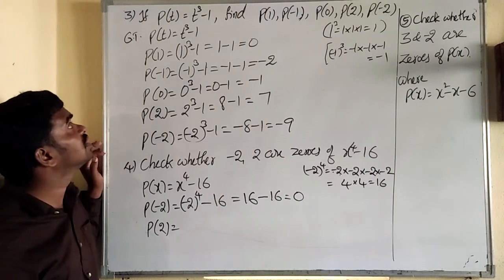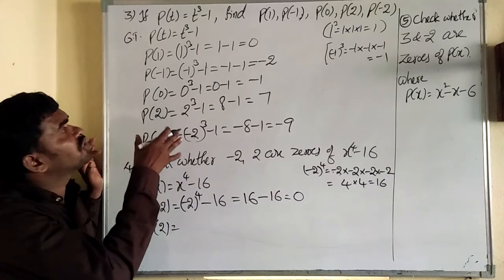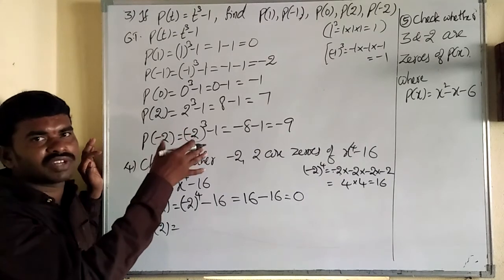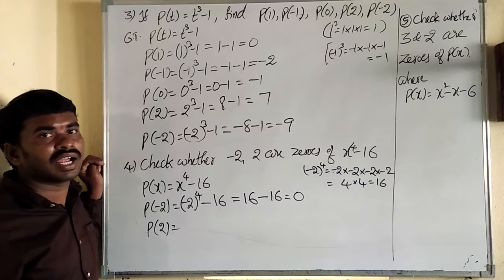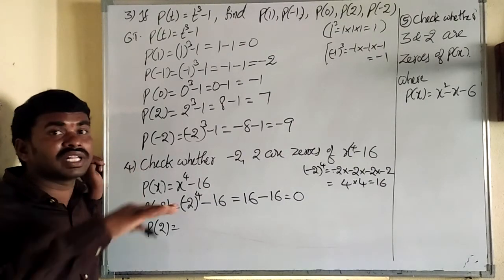So dear friends, substituting is important: finding p of 1 or p of 2, p of 3. One question is important, compulsory in the exam. And the other 4 marks question, I will tell you in the next part.